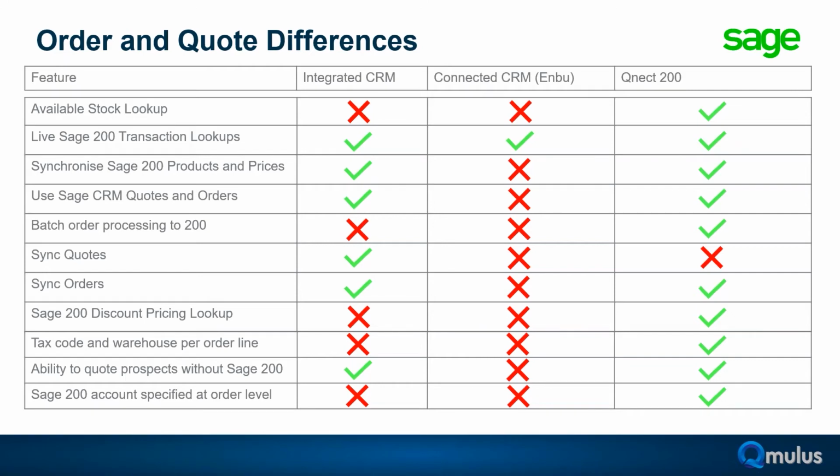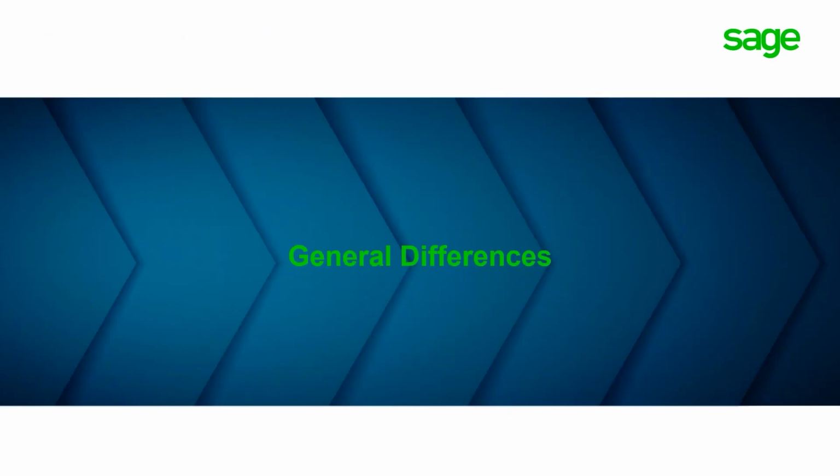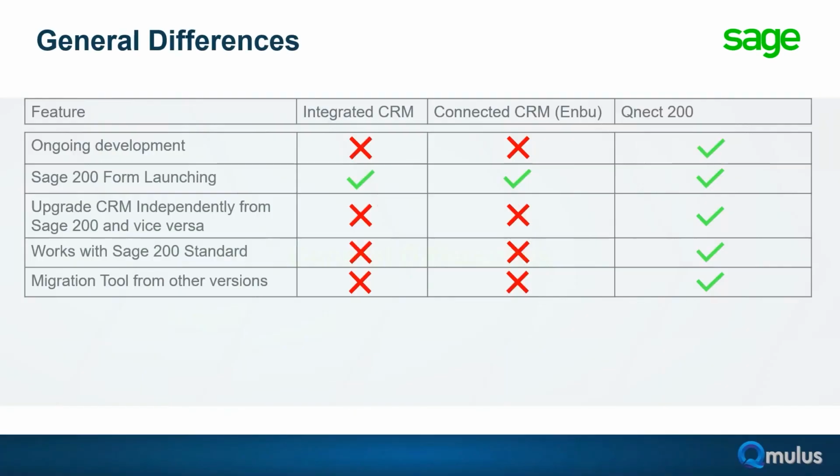Okay, the final section we'll look at is the general differences section. So within here, there's a few general differences. Ongoing development. There are no plans for ongoing development on the integrated CRM or the connected CRM, but there is obviously ongoing development for Qnect 200. A slight caveat is that Sage are supporting the products going forwards in their current version.